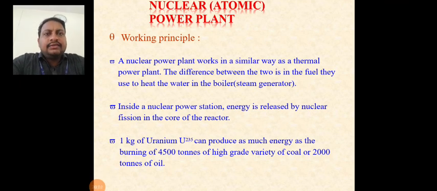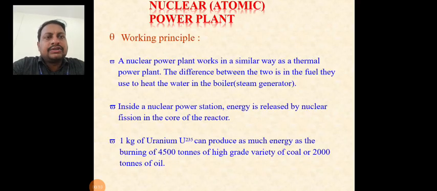Good morning, friends. So today we are going to learn about the nuclear power plant. We are going to see the working principle and layout of the nuclear power plant, and how the power generation takes place. The nuclear power plant works in a similar manner to a thermal power plant. The difference between the two is the fuel used to heat the water in the boiler.